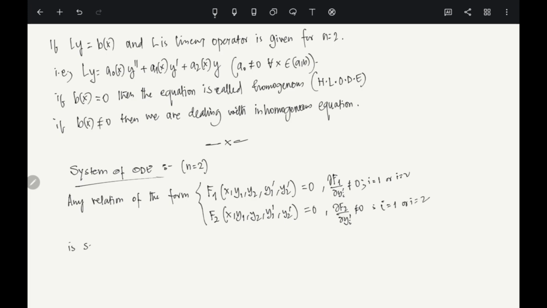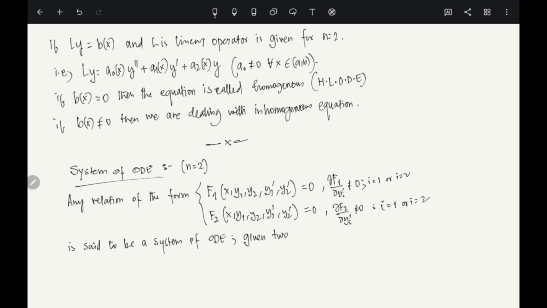This is said to be a system of ODE. What do I mean by this? Initially we were just looking at one equation, right? So basically one y, and then we have the equation written in terms of y and the derivative of y. Here we have two equations, y1 and y2. So it is a system of ODE.